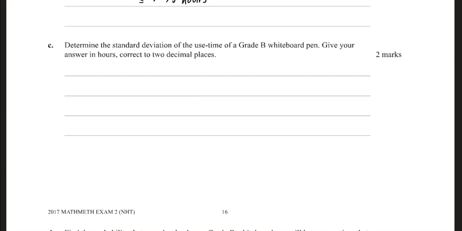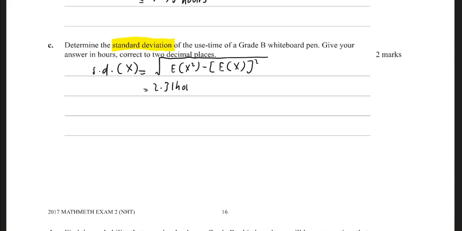Part C, they want us to find the standard deviation now. Another simple question. The formula here is... you can just evaluate this on your CAS to get 0.31 hours.